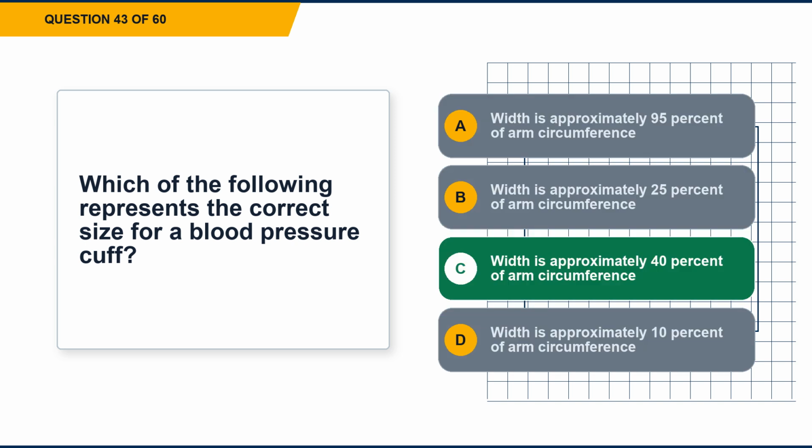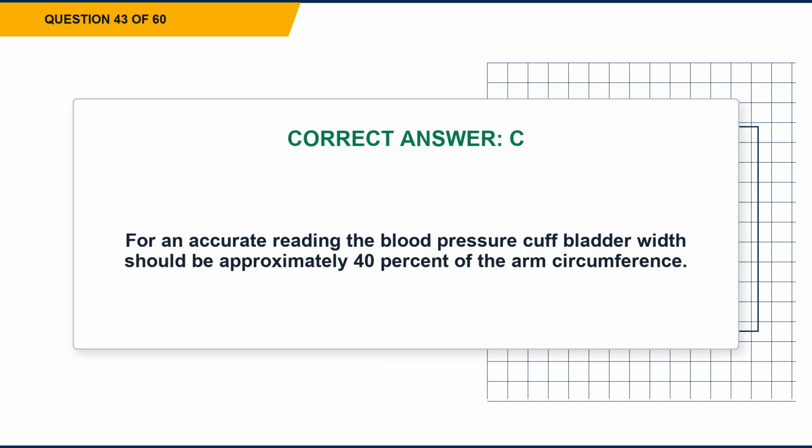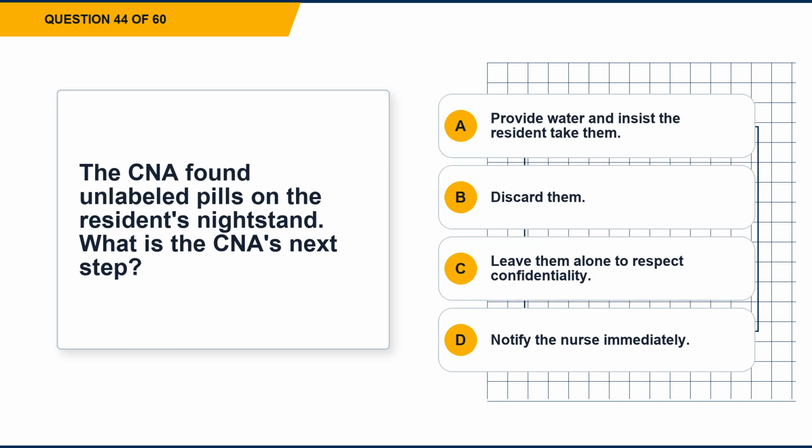The correct answer is option C, width is approximately 40% of arm circumference. Explanation. For an accurate reading, the blood pressure cuff bladder width should be approximately 40% of the arm circumference. Question 44. The CNA found unlabeled pills on the resident's nightstand. What is the CNA's next step?